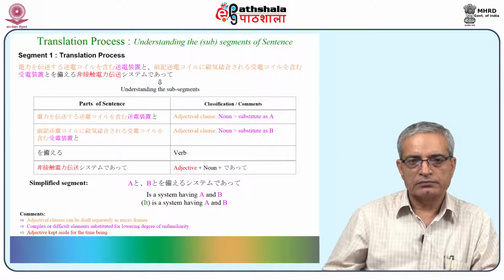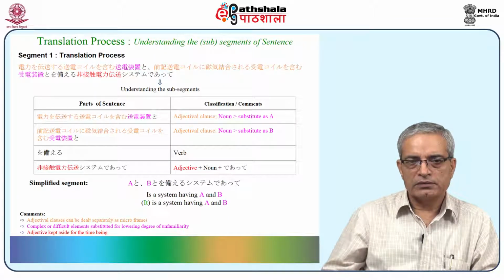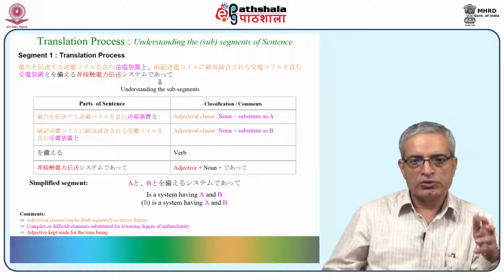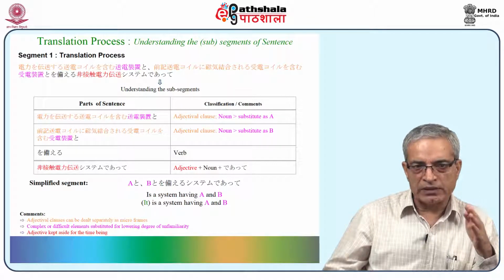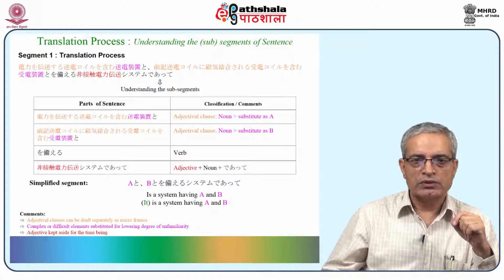Denryoku o denso suru, so then koiru o fukumu, so then sochito, zenki so then koir ni, jiki ketsugo sareru, ju then koir o fukumu, ju then sochi. If you read it carefully, you are actually getting the nouns easily, and there is some adjectival part just before those nouns. To o sunairu, hiseshoku denryoku denso system de atte.